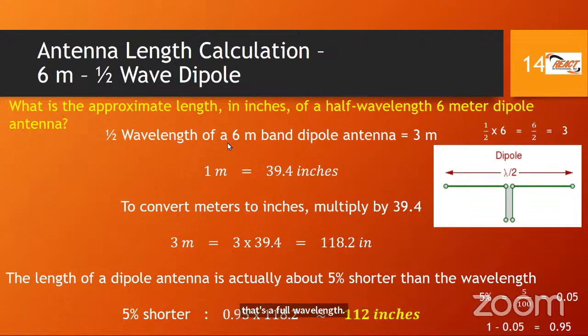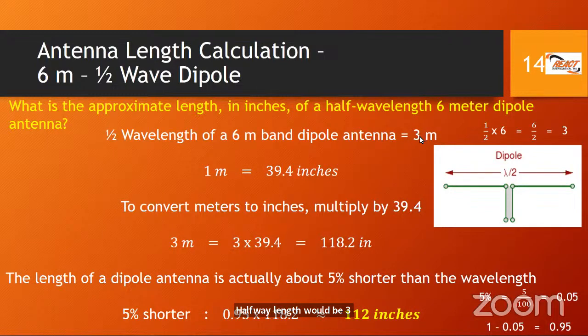So it probably already occurred to you and you say, well, half of 6, and you'll be quite correct. Half of 6 will be 3. So a half wavelength antenna, if a full wavelength is 6 meters, half wavelength will be 3 meters. So we have the length there.